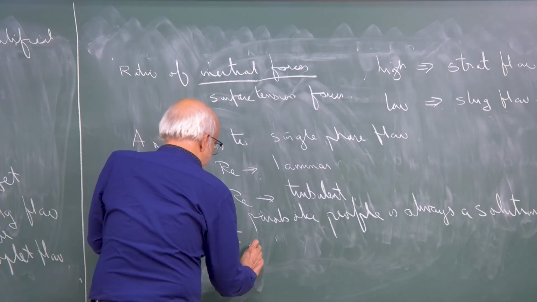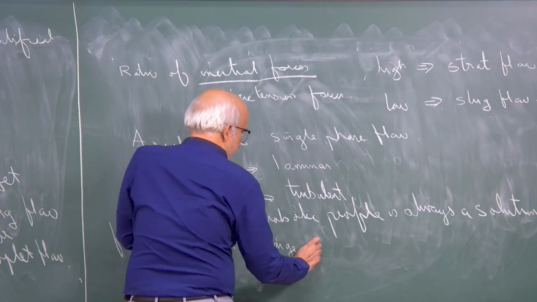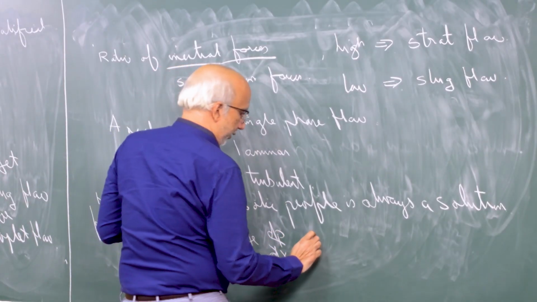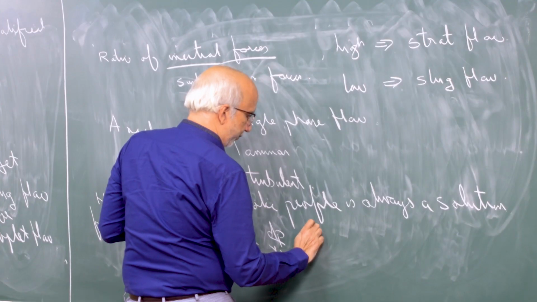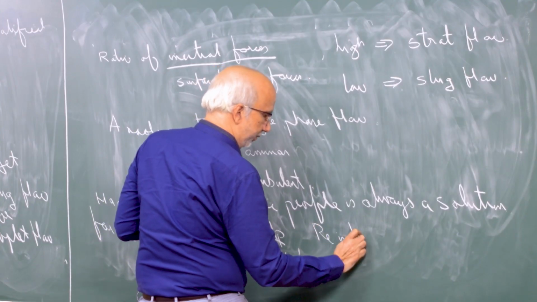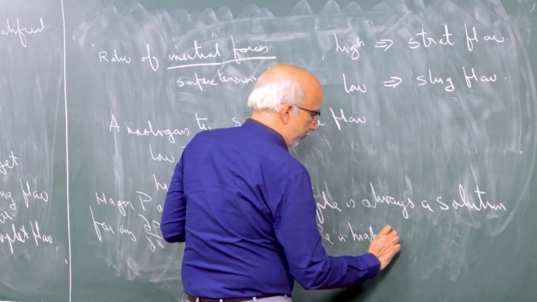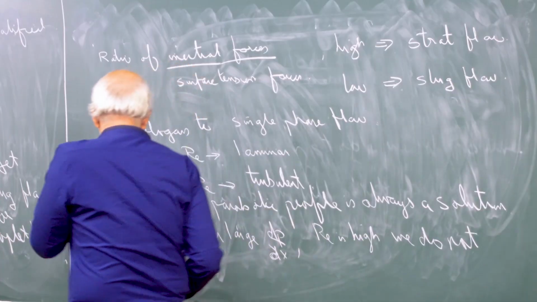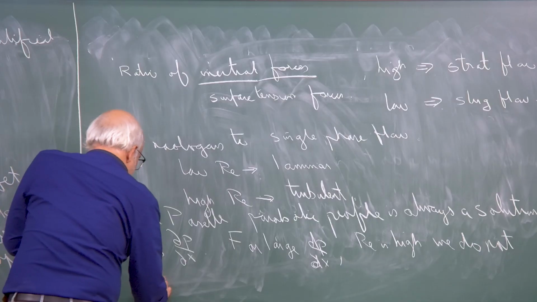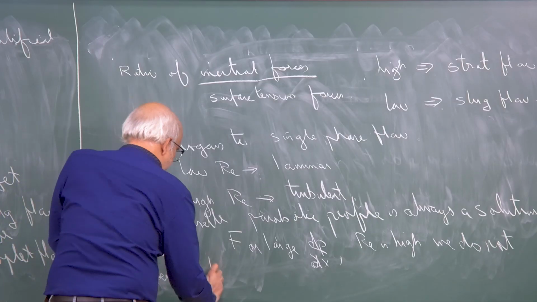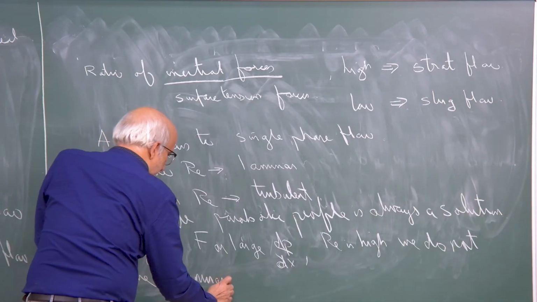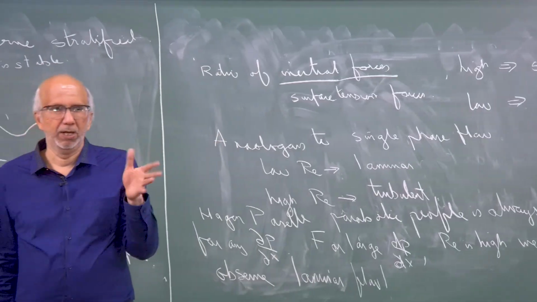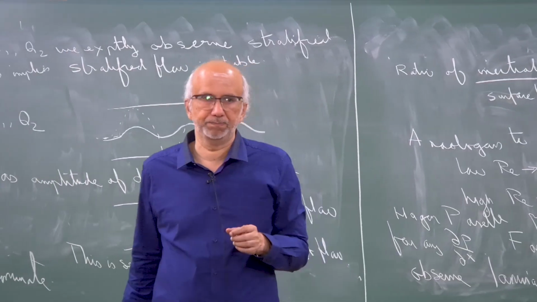For large dp by dx, Reynolds number is high and we do not observe laminar flow, okay, although laminar flow is a possible solution.